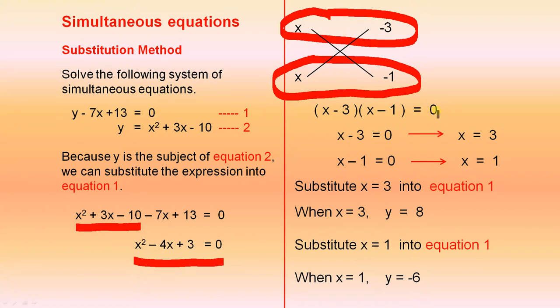Now, in order for this to equal 0, either x minus 3 has to be 0 or x minus 1 has to be 0. So when x minus 3 equals 0, that gives us x is 3. And when x minus 1 equals 0, that gives us x equals 1. So if we substitute x equals 3 into equation 1, we have y equals 8. So there's one solution. We substitute x equals 1 into equation 1, so when x equals 1, we have y equals minus 6, and there's another solution.